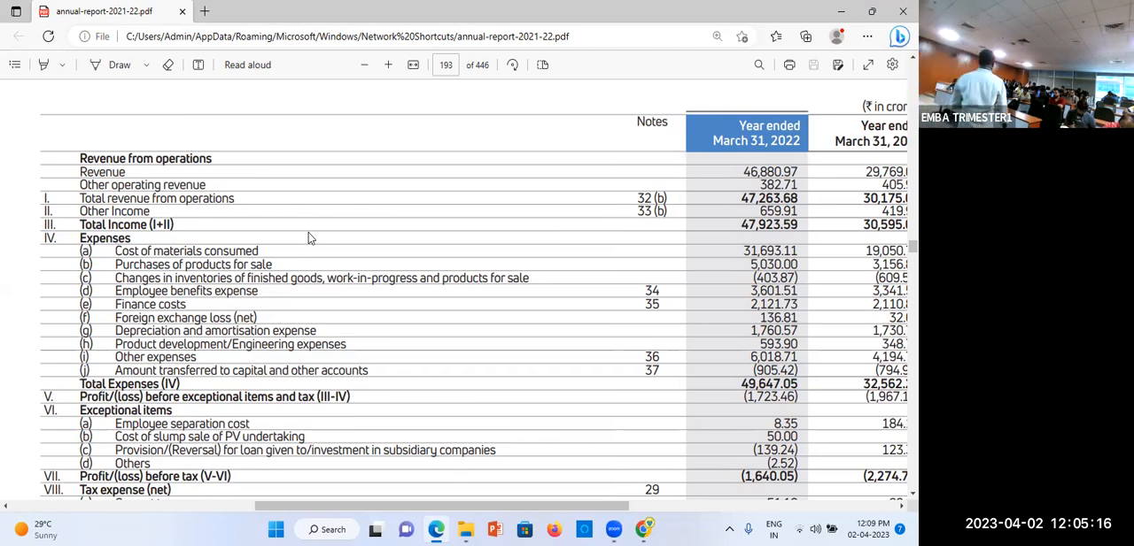Point number 1, Roman letter 1, revenue from operation. Under that, sub point number A, revenue from sales or operations. Another one is revenue from other operations, or other operating revenue. What is the difference between these two? Car is sold, that is revenue from operation or sales. Other operating revenue means services, for this company. A and B put together is called total revenue from operation.